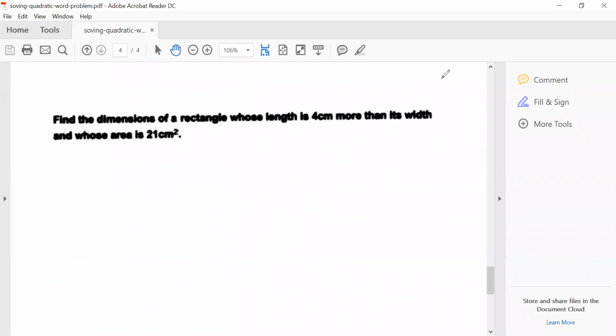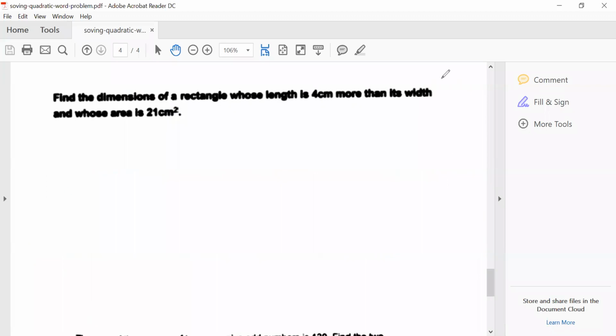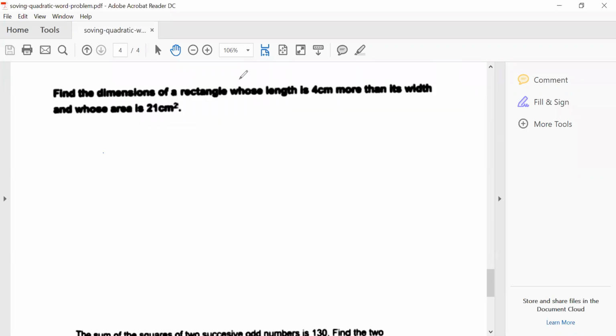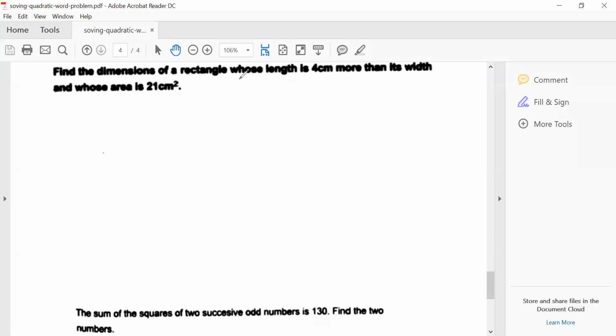Okay, find the dimensions of a rectangle whose length is 4 centimeters more than its width. I want the dimensions of a rectangle. I will not write length and width here. I want to make them one variable. I couldn't solve it unless they are one variable. If I leave them as length and width like this, you will not be able to solve it. He told me that the length is more than the width by 4.